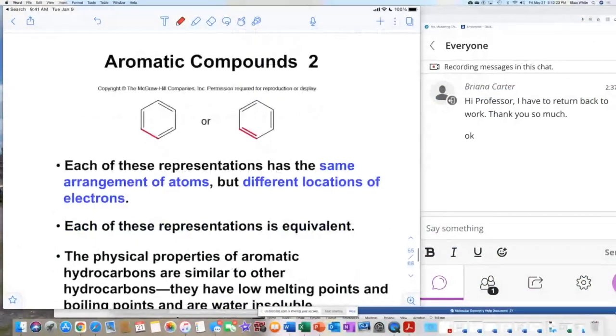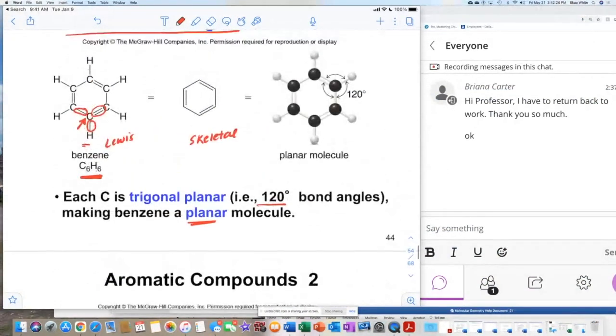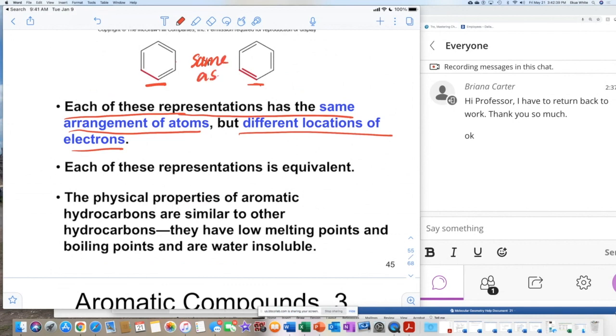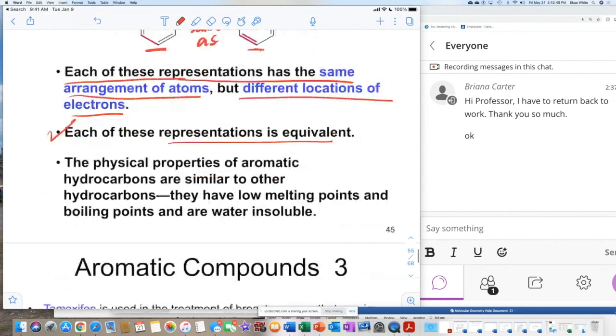Okay, so what did I say? I've mentioned this before. Each of these benzene structures, either this structure or that structure, represents the same arrangement of atoms, but different location of electrons. You can use that structure there or that structure. Either one works. As it says right here, each representation is equivalent.